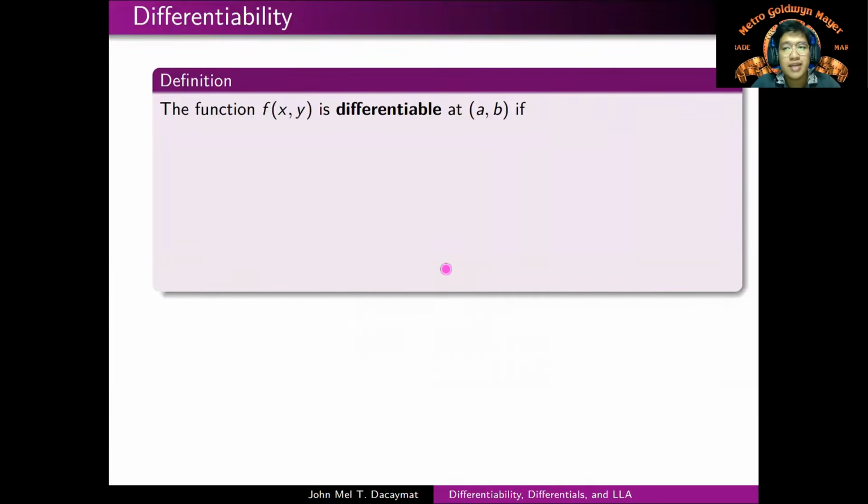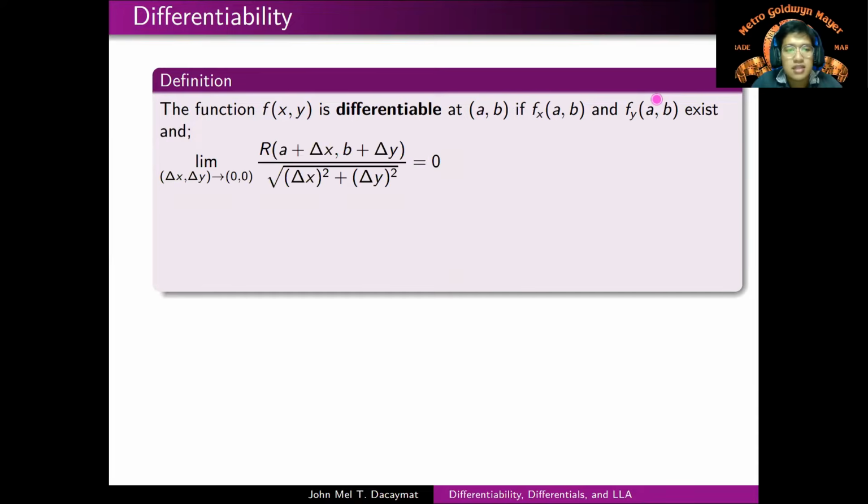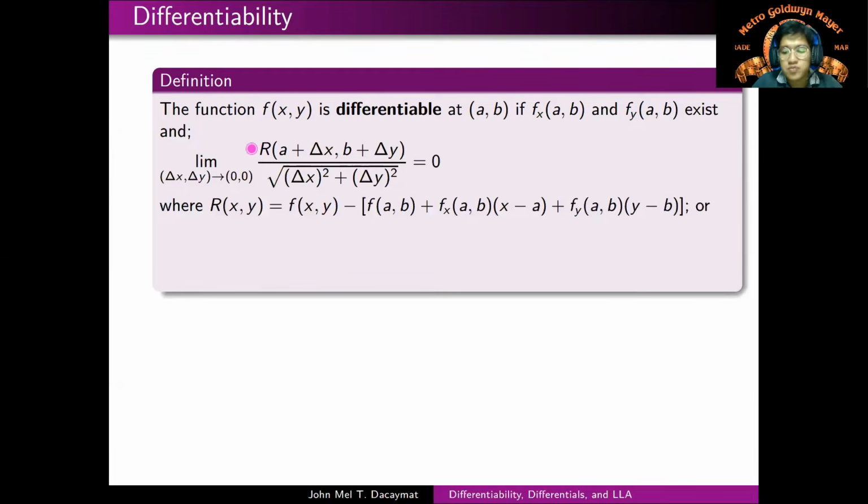So first, differentiability. You say that a function of x and y is differentiable at a, b if the first partials at a, b both exist and this limit right here is equal to 0 whenever delta x, delta y approaches 0, 0. And r here, you know from your lecture to be this function. And so, we can transform this limit, the numerator in particular, by replacing all x and y's in r with a plus delta x and b plus delta y respectively.